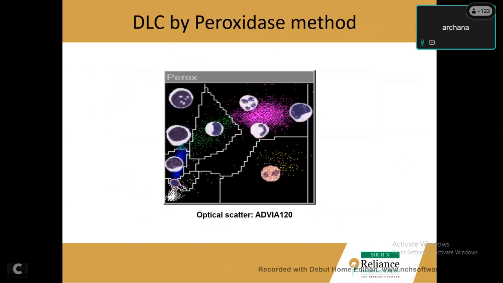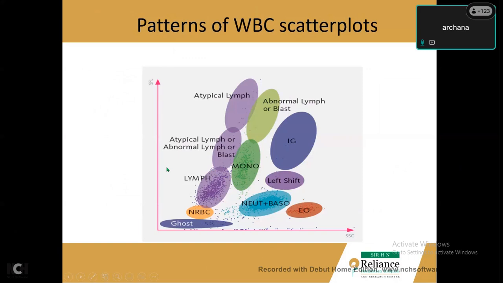It's another analyzer, stained by peroxidase, just to show you the peroxidase positive cells like neutrophils and eosinophils, separating them from the negative populations. Now, patterns of WBC scattergrams: we have already discussed the normal patterns, where we know the lymphocytes, monocytes, and neutrophils fall in this area. Eosinophils have the highest side scatter.